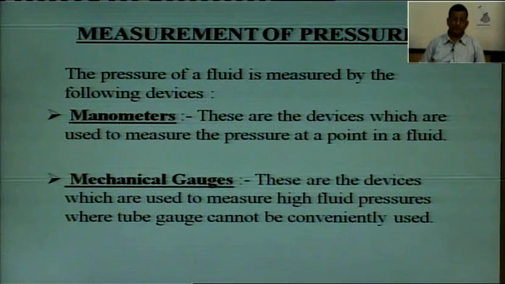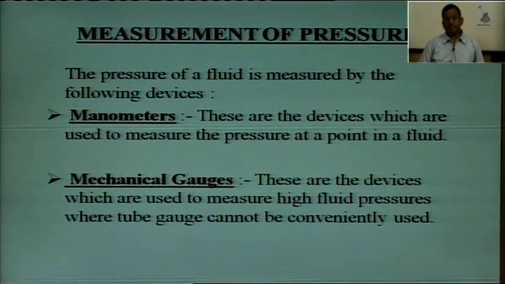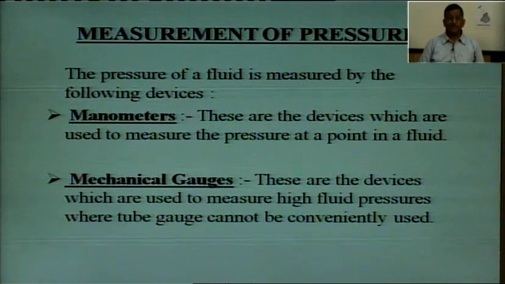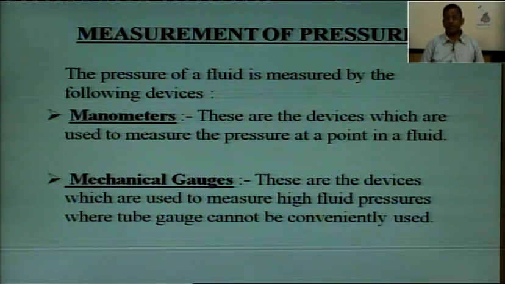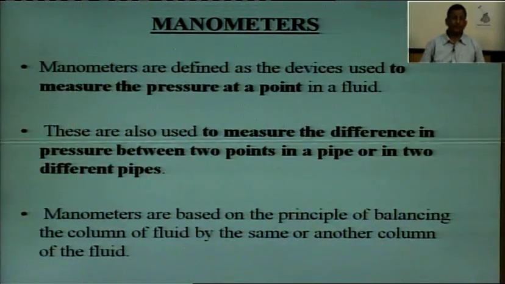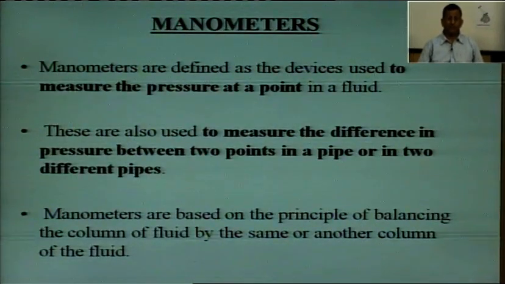First we say manometer. These are the devices which are used to measure the pressure at a point in a fluid. Secondly, mechanical gauges. These are the devices which are used to measure the high fluid pressure where a tube gauge cannot be conveniently used. Then we come to manometers.